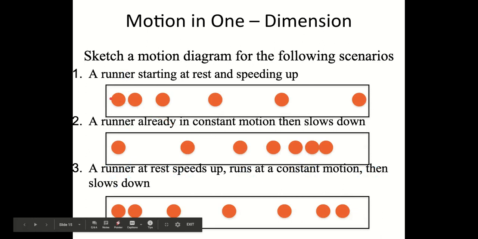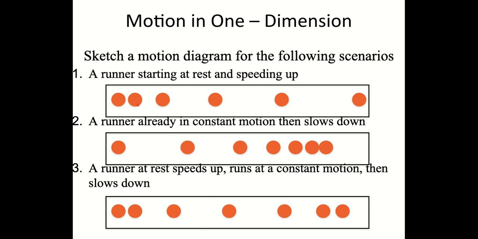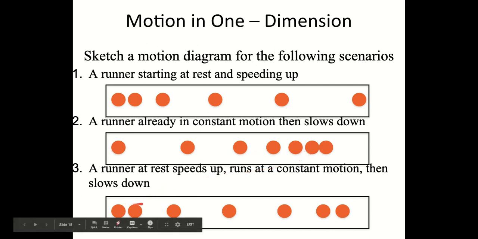So let's say a runner starts at rest and then is speeding up. Well, the reason we know that they're speeding up is because the distance between each dot is getting larger. This one is slowing down because the dots are getting much closer together. This one is both speeding up and then that person is slowing down.